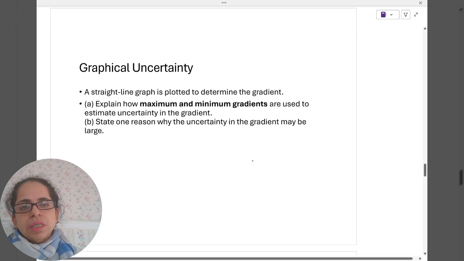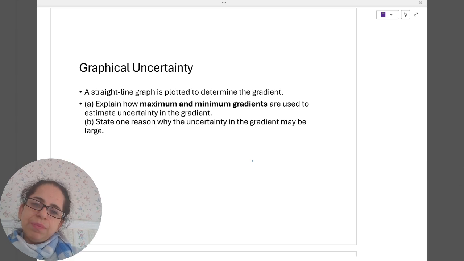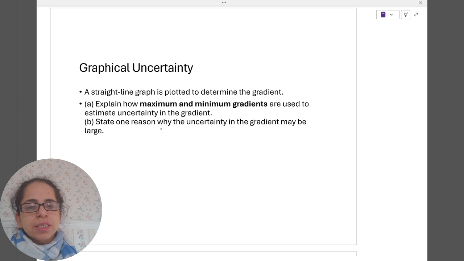The graphical uncertainties, some of the examples ask these questions, and even if it doesn't, that's a simple concept we all should know. If you have a straight line graph plotted to determine the gradient, how maximum and minimum gradients are used to estimate uncertainty in the gradient. So this is exactly the same as range. When you have maximum and minimum gradient, that gives you the range. So the range of the gradients would be maximum minus minimum, and then it is divided by 2 to calculate the uncertainty. The range of any readings divided by 2 gives you the uncertainty.